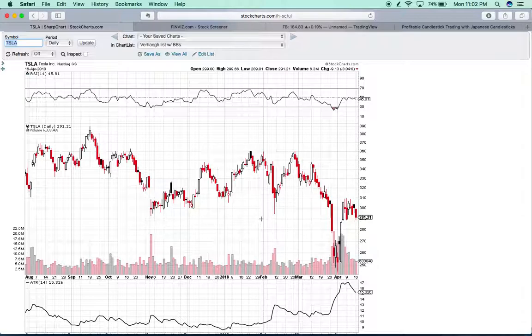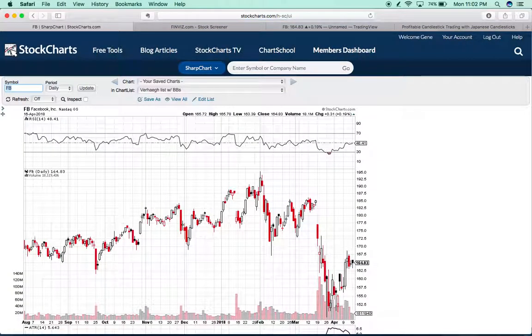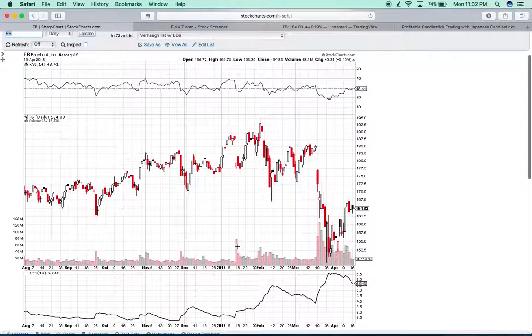There are two ways you can use the ATR, and one way is you can use it as a stop. Let's go back to Facebook, for example. Let's say you would like to buy Facebook, and some traders recommend you set your stop 1 ATR below your buy price. Let's say you bought Facebook at $165, and the ATR is $5.64. You can place your stop $5.64 below your purchase price. In this case, that would be about $159 and some cents. That would be 1 ATR.